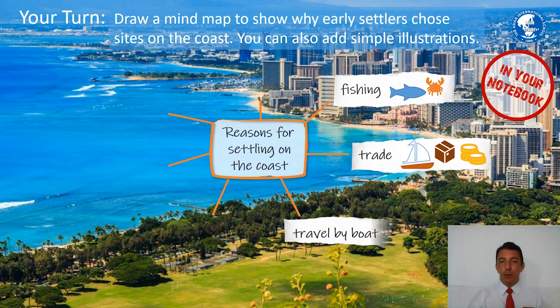Which brings us to our next point, traveling by boat. When we had no motors, no engines, no cars, no airplanes, the best way to travel long distances was by boat. So settlements were built along the coast to make traveling easier.